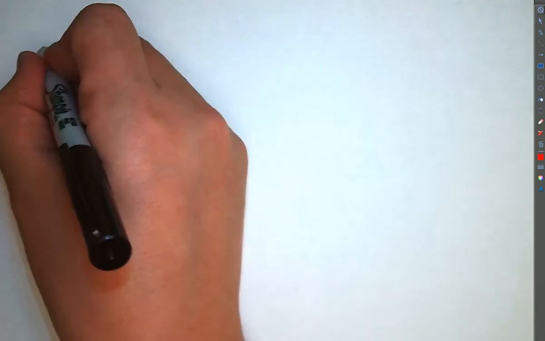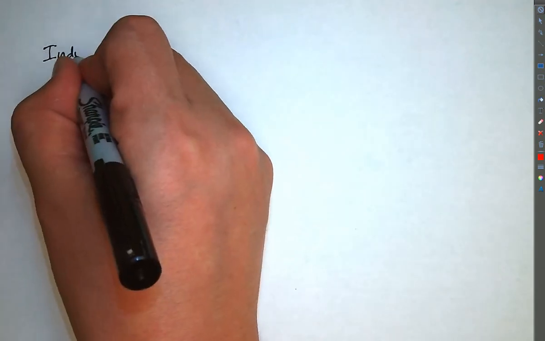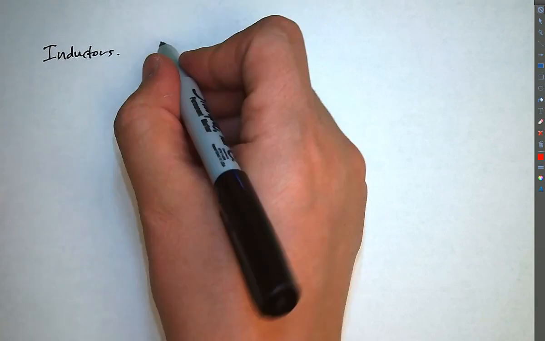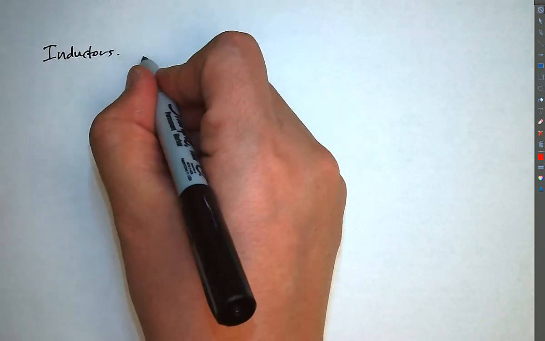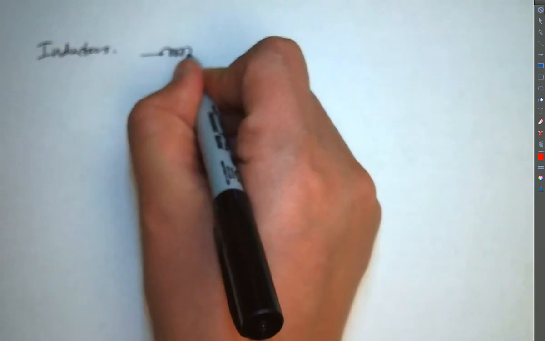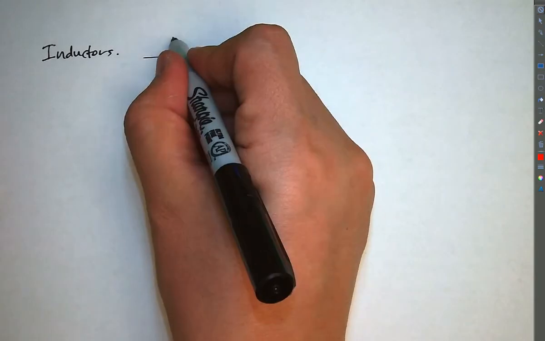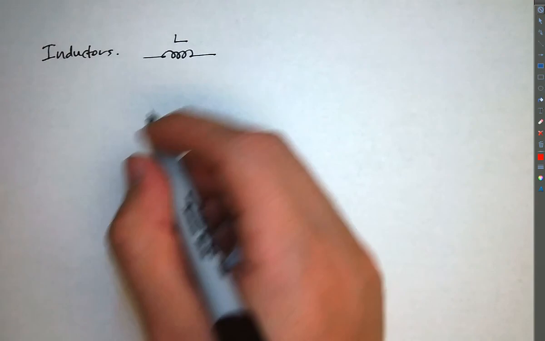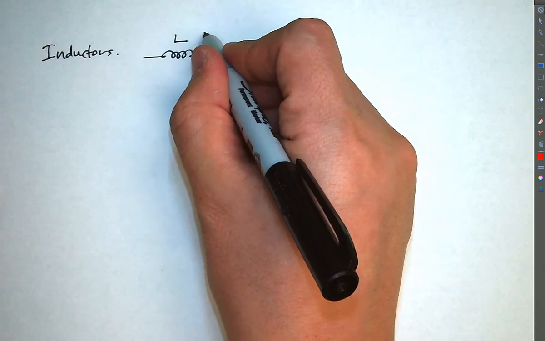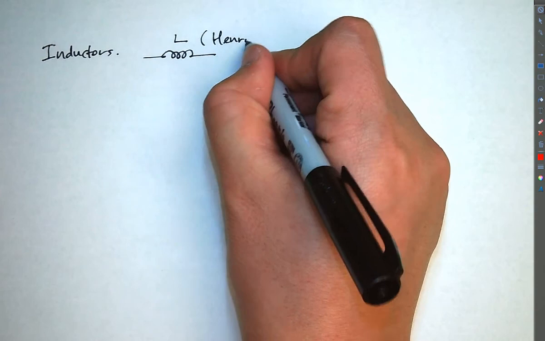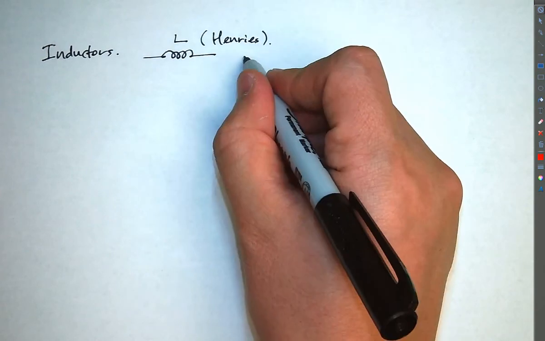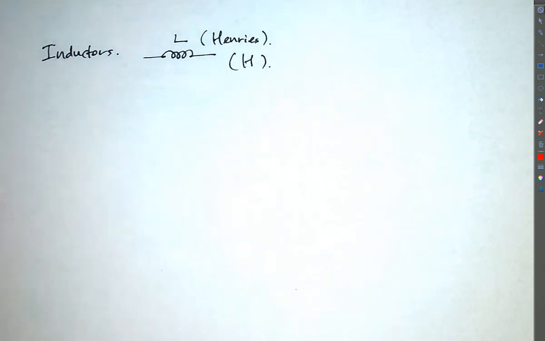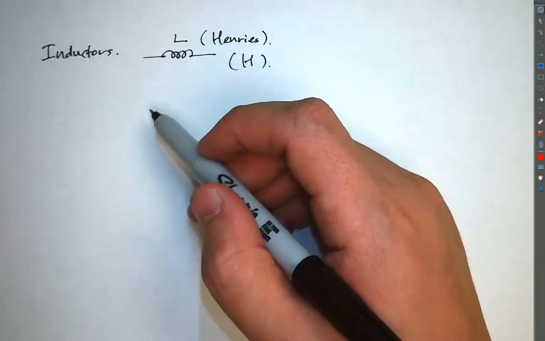Okay, in this video we will look at inductors. The circuit symbol for inductors, we have this line like this, and we indicate inductors by L. And the units for inductors is henries, and typically we just write H. This is the units for inductors. And inductors store magnetic fields.